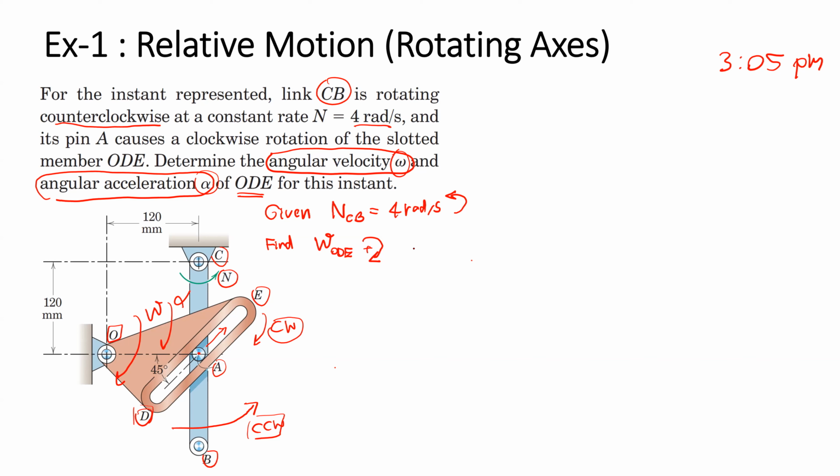And for alpha of ODE, we also assume it to be positive in the clockwise direction. But if we solve the problem and find a negative value for alpha, just remember that the exact direction should be counterclockwise.